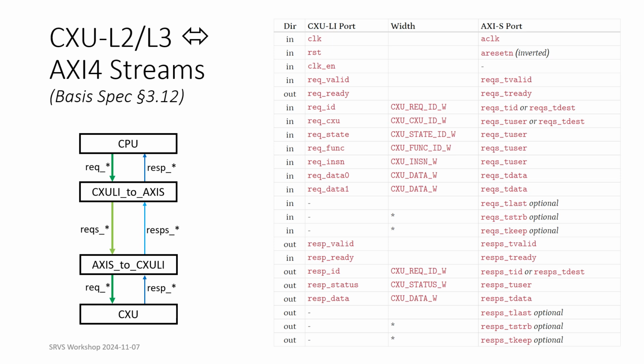Level 2 and Level 3 request and response channels, each with valid ready handshaking, map nicely onto AXI4 streams. This is very useful because modern SoC infrastructure provides many AXI4 system interconnects to transport AXI4 stream data all around the chip. Therefore, the basis spec defines a canonical port mapping between the CXU-LI request and response channels and AXI4 request and response streams. This allows a simple, frugal adapter to bridge the CXU logic interface world and the AXI4 streams world.